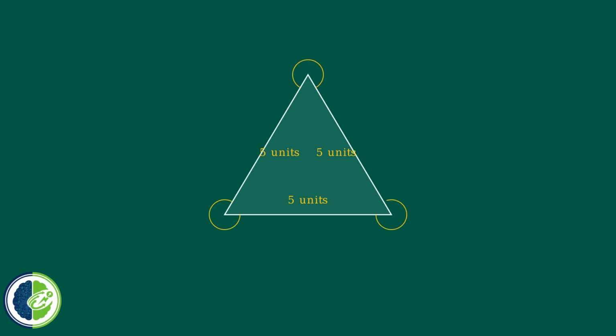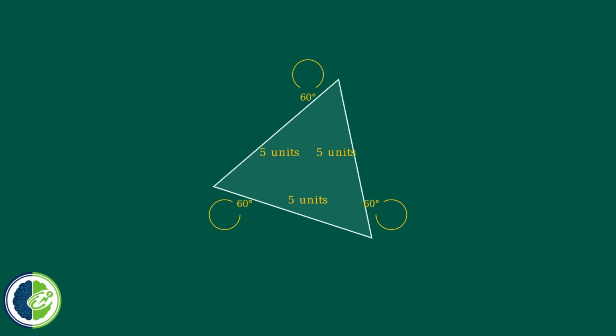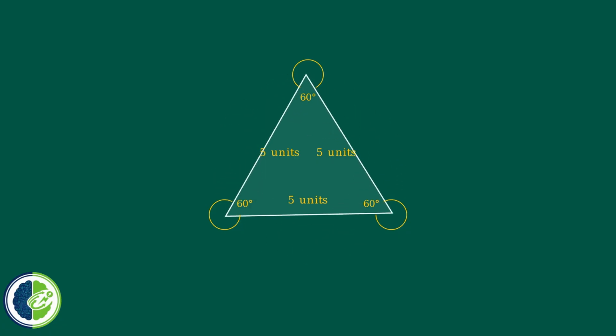But here's what makes equilateral triangles truly remarkable. Not only are all the sides equal, but all the angles are equal too. Each angle measures exactly 60 degrees. This perfect symmetry means that if you rotate an equilateral triangle by 120 degrees, it looks exactly the same. It has 3 lines of symmetry and rotational symmetry.